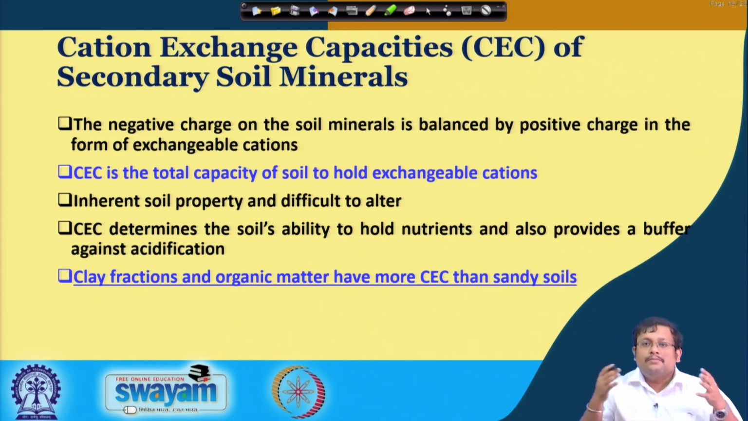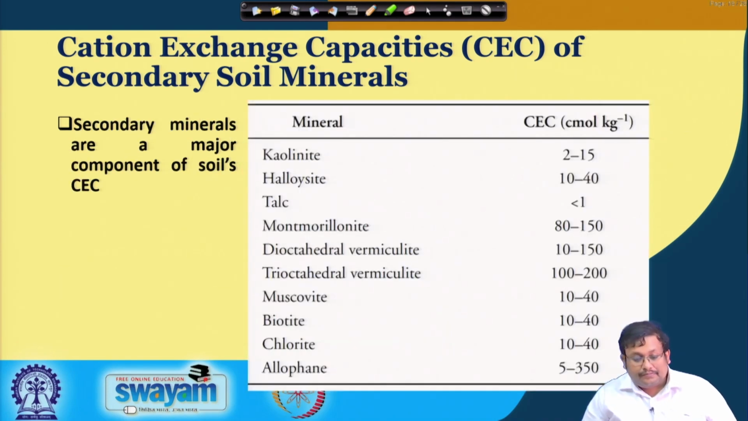So, the soil which has more CEC will be considered a nutrient rich soil because it can attract more cations. Clay fractions and organic matter have more CEC than sandy soils, obviously because of this negative charge development. If you see the CEC of different clay minerals, talc has the lowest CEC, less than 1 centimole per kg.